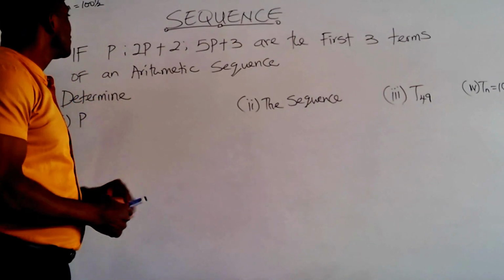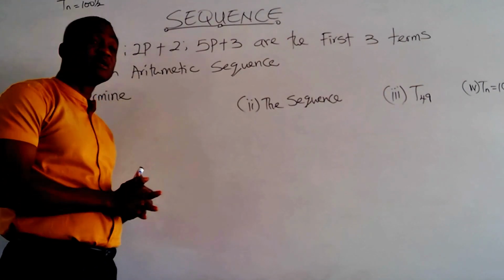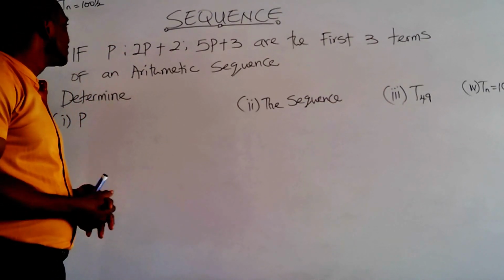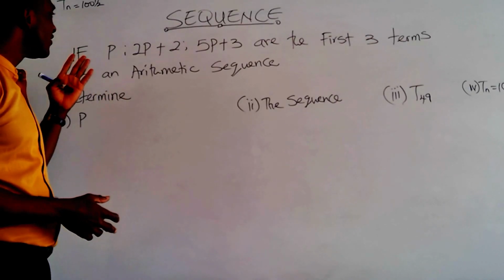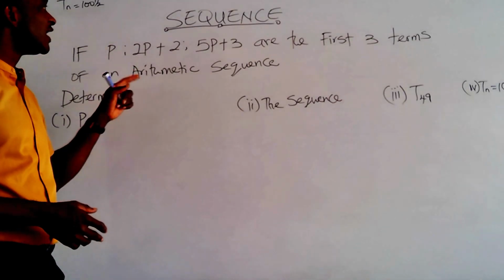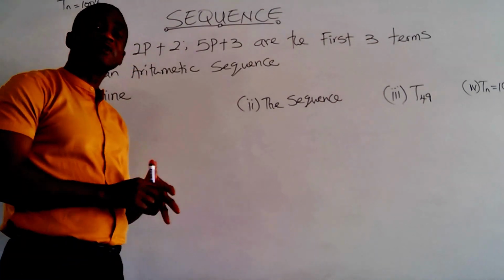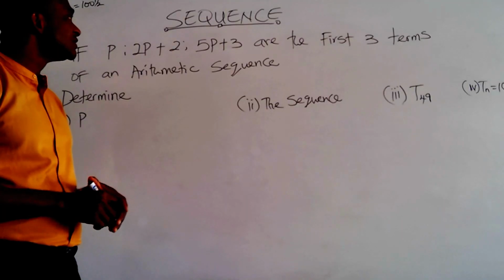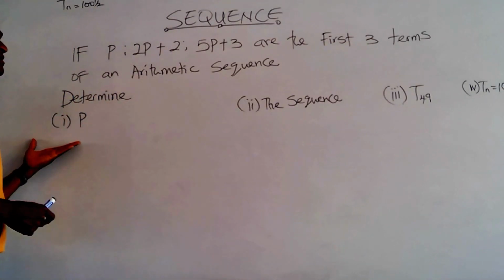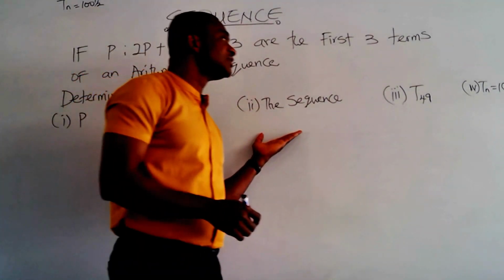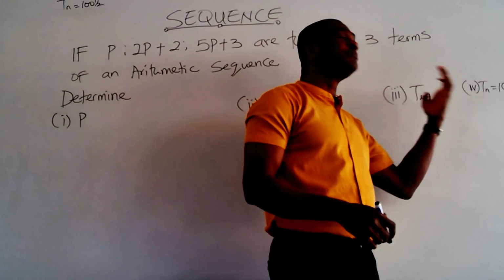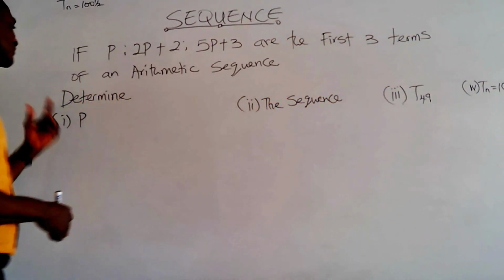Today we'll be looking at a sequence problem. Here we have an arithmetic sequence problem, slightly different from the normal ones. They are telling us that if we have p as the first term, 2p plus 2 as the second term, and 5p plus 3, they form the first three terms of an arithmetic sequence. We should figure out the value of p. We should get the sequence, we should get the 49th term, and which term will be equal to 100.5.